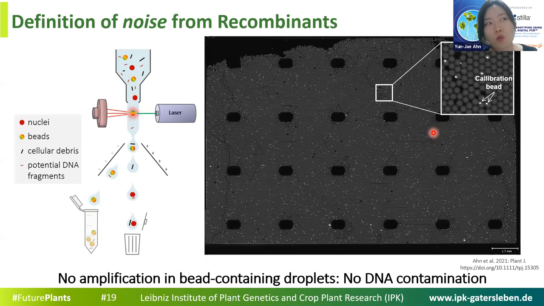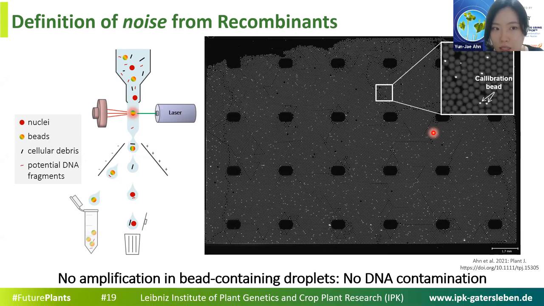But we were wondering what could be the playing factor for these noise droplets. Where are they coming from? So we had some theories. The first thing could be that when the Prism 3 is scanning our chip, maybe sometimes, not always, due to lower resolution, we are not seeing all the nuclei that are encapsulated in one droplet. Maybe that is the reason for this noise.